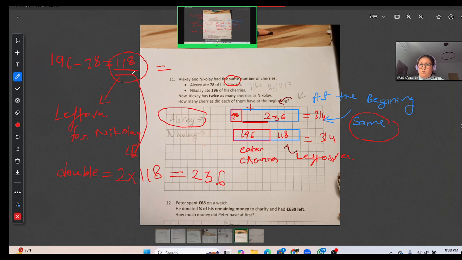So basically, what we did, we just subtracted 78 from 196, and this gave me this much, which is half of this. And we knew that it's double, right? So we multiplied it with 2. That's how we then added to get the cherries that they had at the beginning.